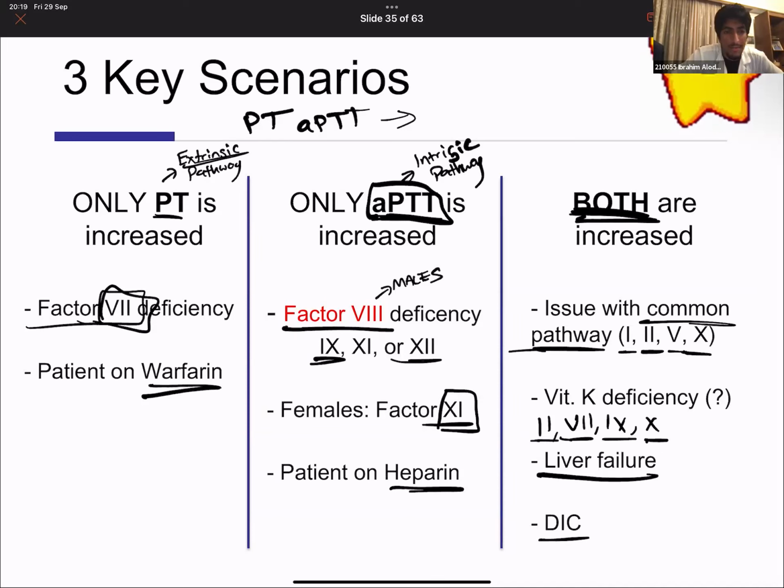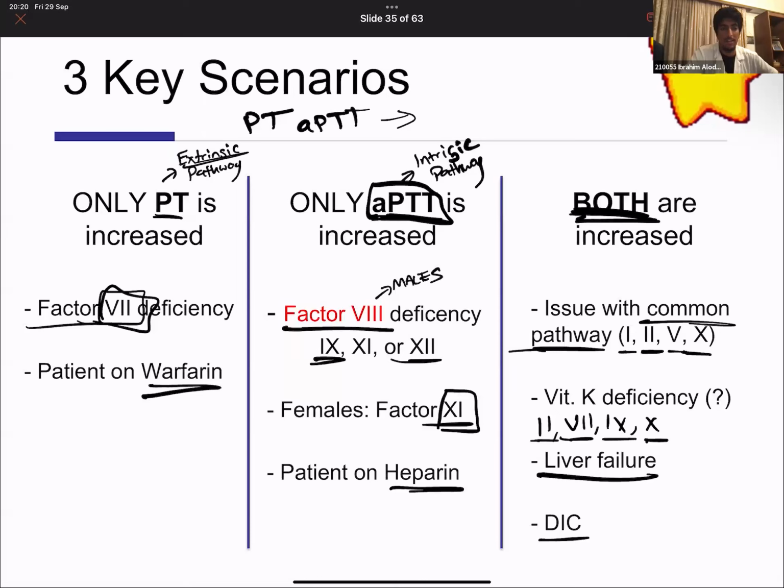What was warfarin again? Warfarin is an anticoagulant drug that's used for a lot of things. What you just need to know is that warfarin will increase PT and heparin will increase APTT. That's all you need to know for this exam.